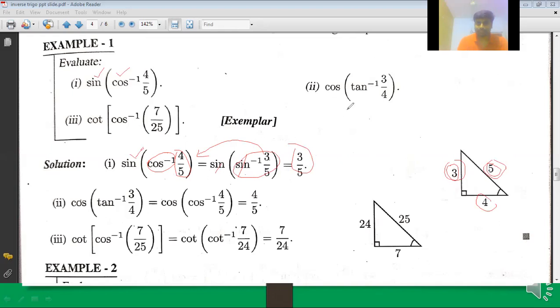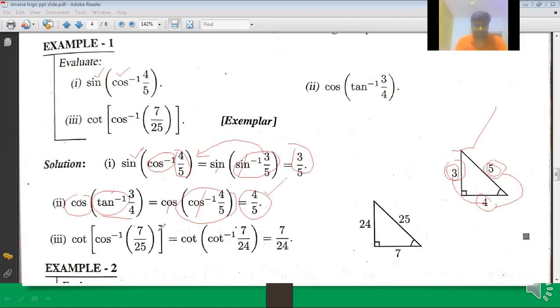Clear? Now let us look at the second question. Cos of tan inverse of 3 by 4. What was there outside? Cos. Inside also we should write in cos inverse. So we can write the same triangle. Tan inverse of 3 by 4 is equal to cos inverse of 4 by 5. Then only cos inverse cancels. We are left with 4 by 5. It is very easy. These are basic problems.